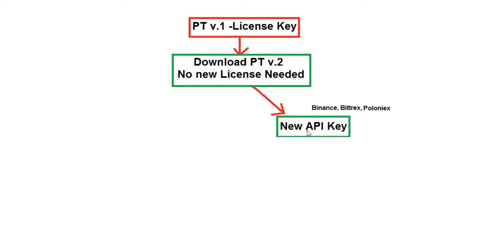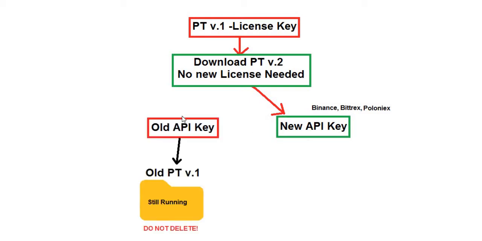Now, after that, you're going to go to your Binance account or your Bittrex or Poloniex and create a new API key and a new secret key. Now, for me, I'm on Binance, so I'm going to go into my Binance account, make a brand new fresh API key and secret key, paste it into the PT version 2 settings so that PT2 will use the new API key. Now, what about the old PT version 1?